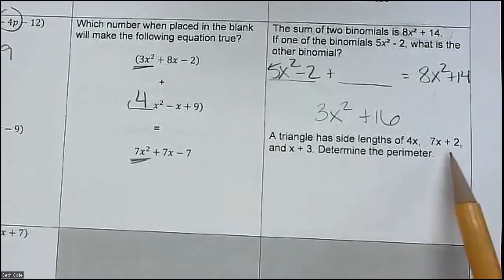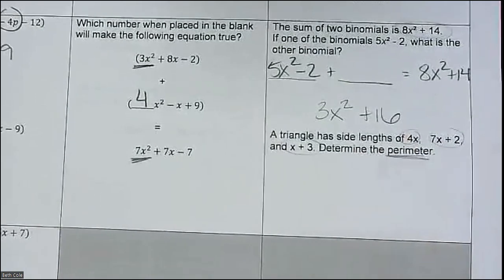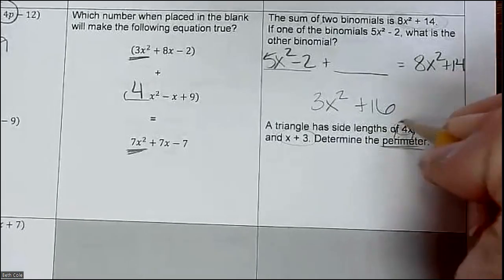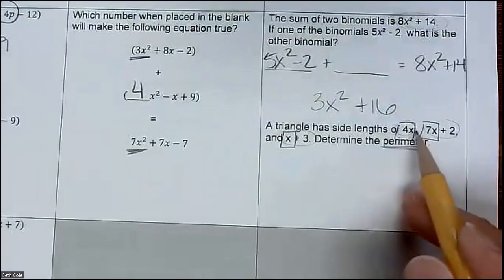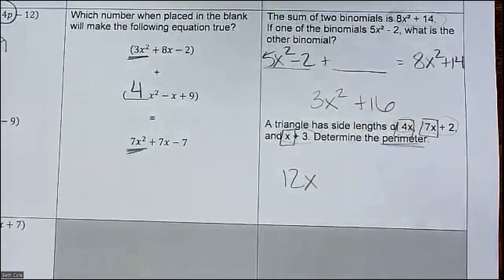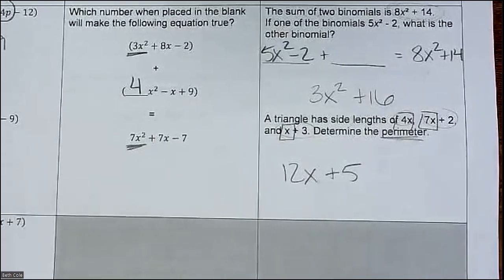And then this one, a triangle has side lengths of 4x, 7x squared, and x plus 3. Determine the perimeter. How do you get a perimeter? Add them all together. All right. So 4x plus 7x plus, that's just 1x. So 4 plus 7 plus 1. Good. 12x. And then 2 plus 3 is 5.